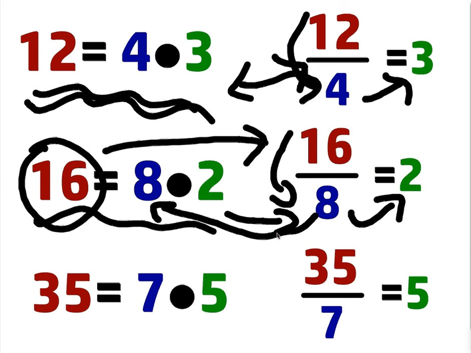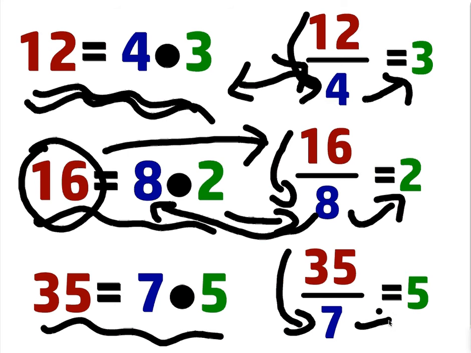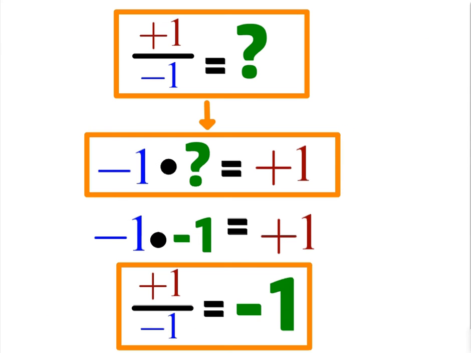here. 35 equals 7 times 5. Well, if that's true, then that means that 35 divided by 7 is equal to 5. So you see kind of the same exact flow here at the bottom. So all that to show you that it also works for negative numbers or anything in general.